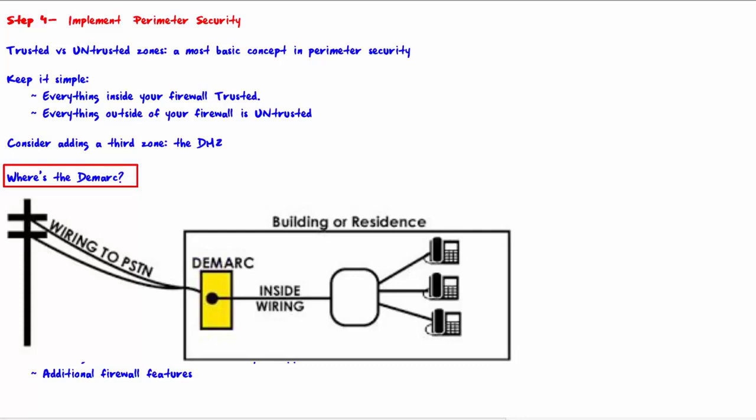That is, everything inside of the DMARC is owned by and controlled by you. Anything outside of the DMARC is owned by and controlled by the ISP. The DMARC is important because it specifically defines who is responsible for what.